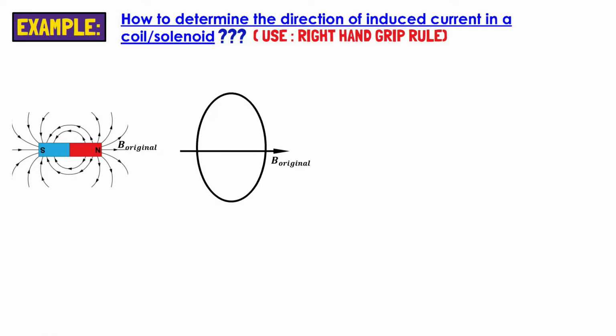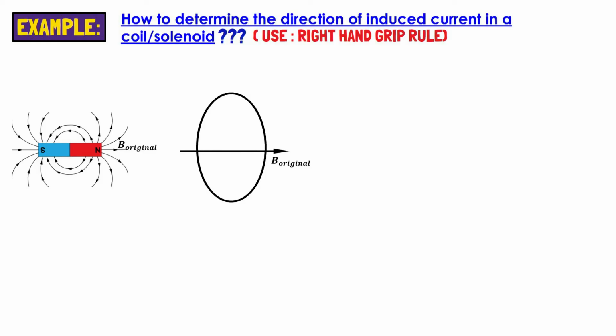So, kita perhatikanlah kedudukan coil kita di belah kanan. So, kita punya north pole di sebelah kiri coil tersebut. So, the original magnetic field must be pointing to the right as shown in this figure.